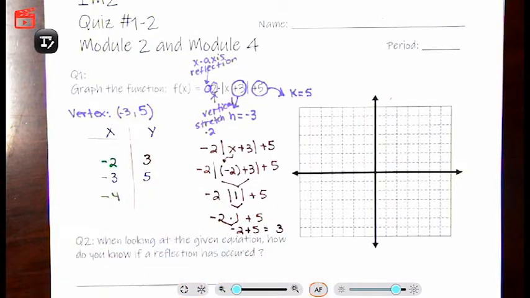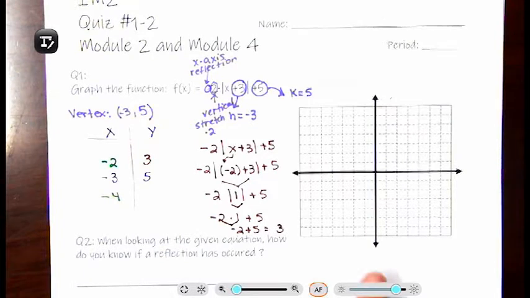So my input was -2. My output is +3. Let's do that one more time. I'm just going to do it off to the side here.